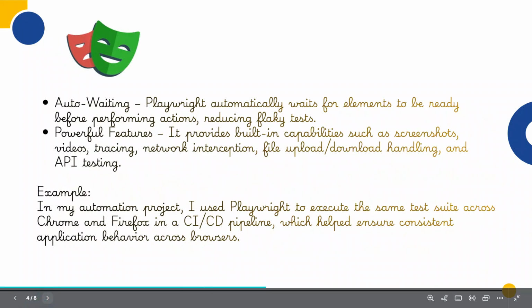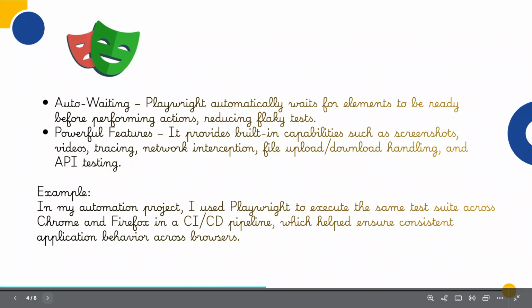Fourth point, auto waiting. Playwright automatically waits for elements to be ready before performing actions, reducing flaky tests. For example, if a button only becomes clickable after an API response loads, Playwright will automatically wait for that button to be visible and enabled before clicking it, instead of failing immediately or needing you to manually add sleep or explicit wait statements like in Selenium.